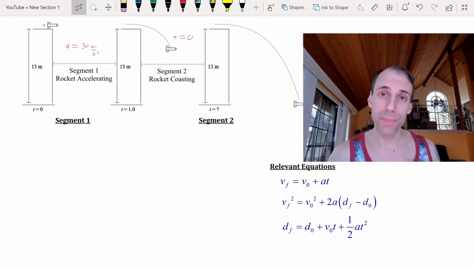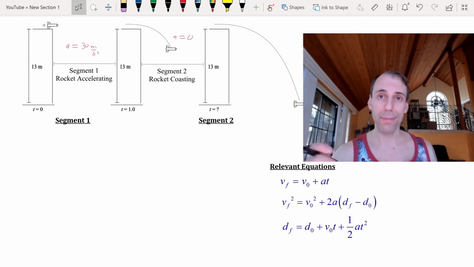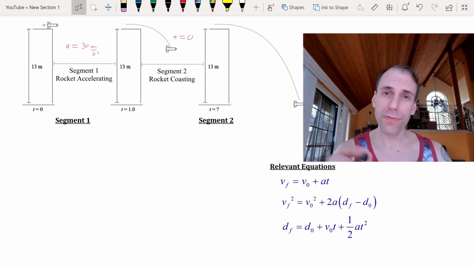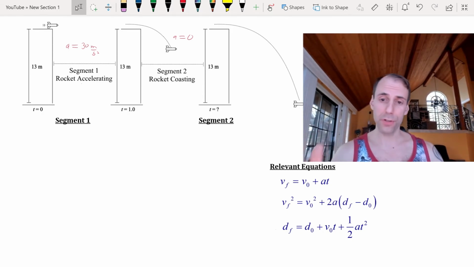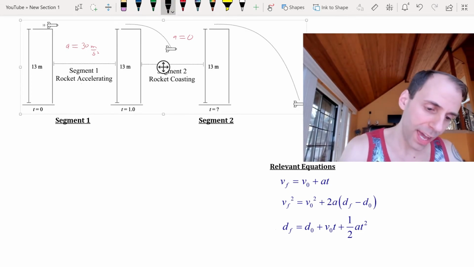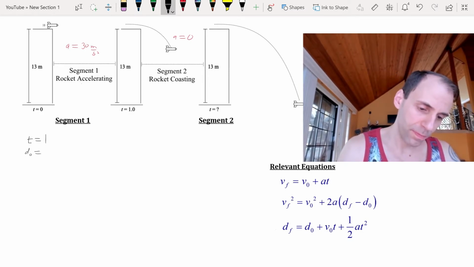All right, as mentioned prior, we have to break this problem into two separate segments and calculate them separately, then add them together. So let's figure out how far it travels during the first segment. We know that it travels for 1 second. We know that it begins at 0. We're trying to figure out how far it travels, so that's distance final.